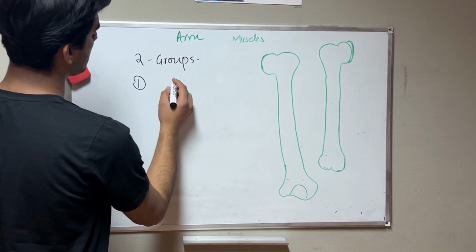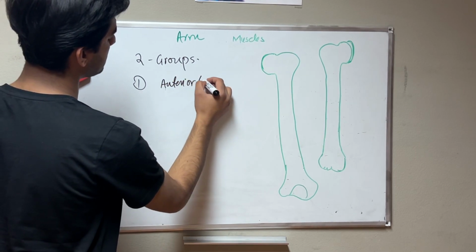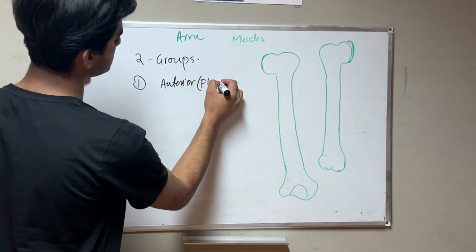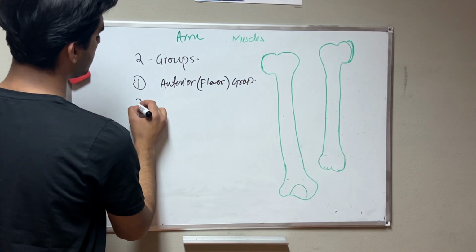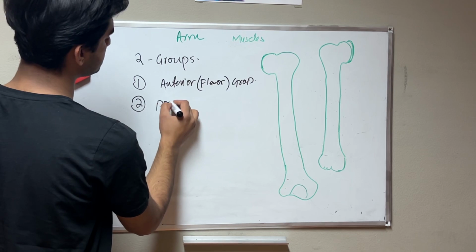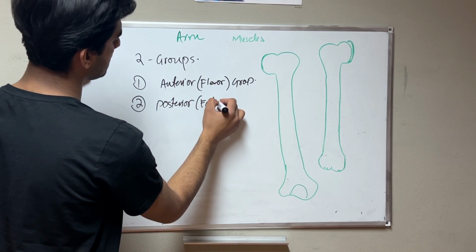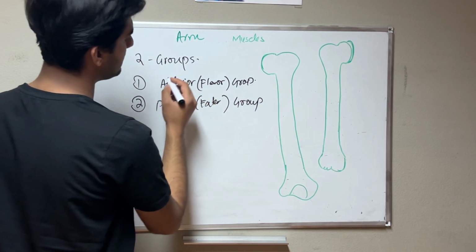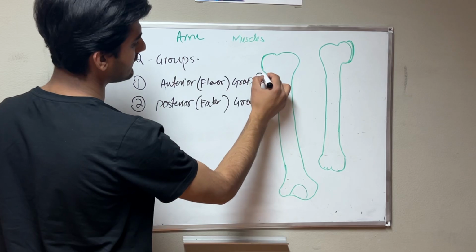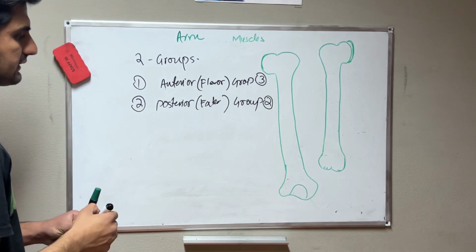First is the anterior, or flexor group. Second we have the posterior, or extensor group. In the anterior group we have 3 muscles and in the posterior group we have 2 muscles. Now we are going to discuss each muscle.